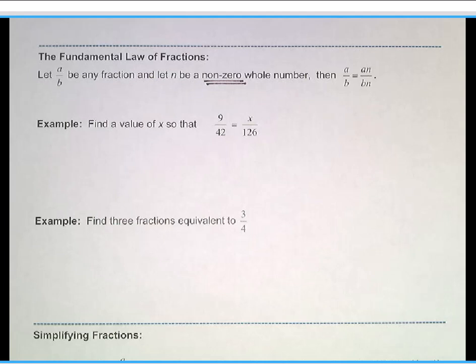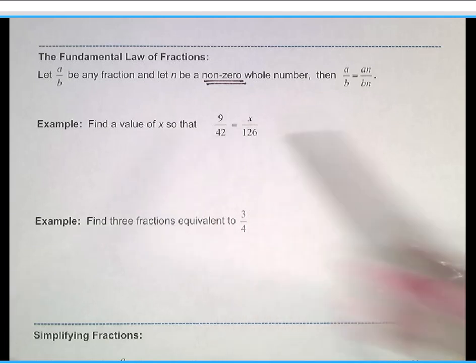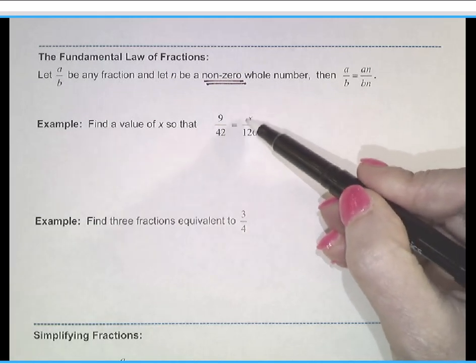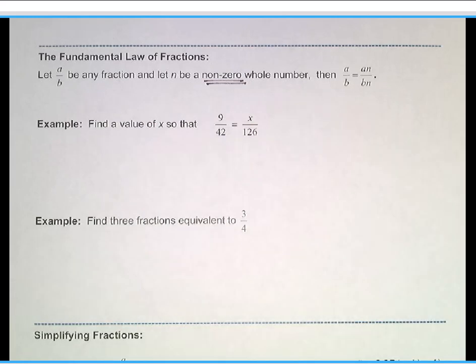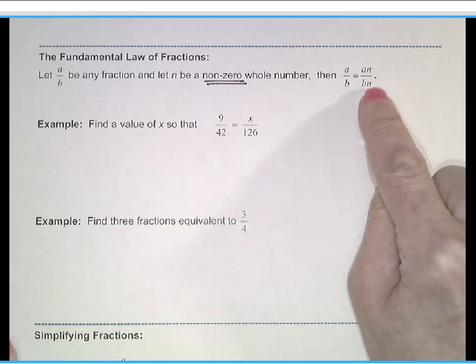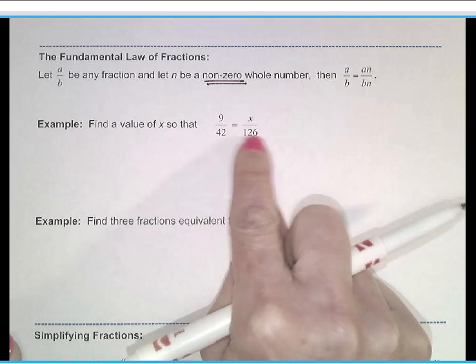Find a value of x so that 9 divided by 42 is equal to x divided by 126. So we're trying to figure out what the numerator would be. Your answer is just going to be what value up in the numerator would make these equivalent fractions. So you think about, is there a way I could turn the 42 into a 126? Could I multiply by something and turn 42 into 126? You could just get a little calculator out and start multiplying 42 times 2 and 3 and 4. And you'll notice that if you multiply 42 times 3, you'll get 126.